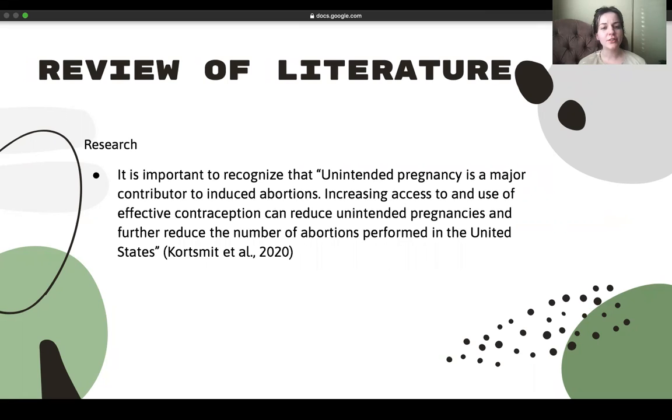So for my research, I wanted to preface it with saying unintended pregnancy is a major contributor to induced abortions. So increasing access to and use of effective contraception can reduce unintended pregnancies. So this is just important to note because when I'm looking at restrictive policies, it's also important to think of other ways that we can restrict abortions from happening in the first place.